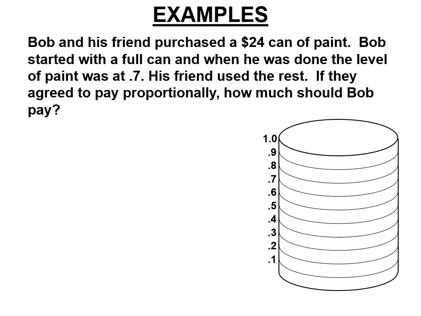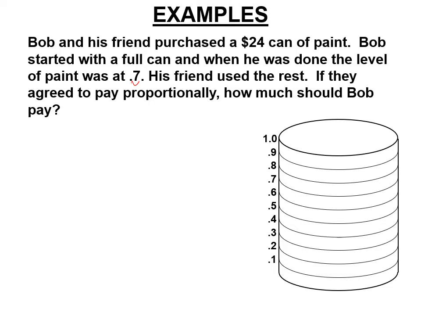Bob and his friend purchased a $24 can of paint. Bob started with a full can, and when he was done, the level of paint was at 0.7. His friend used the rest. If they agreed to pay proportionally, how much should Bob pay?